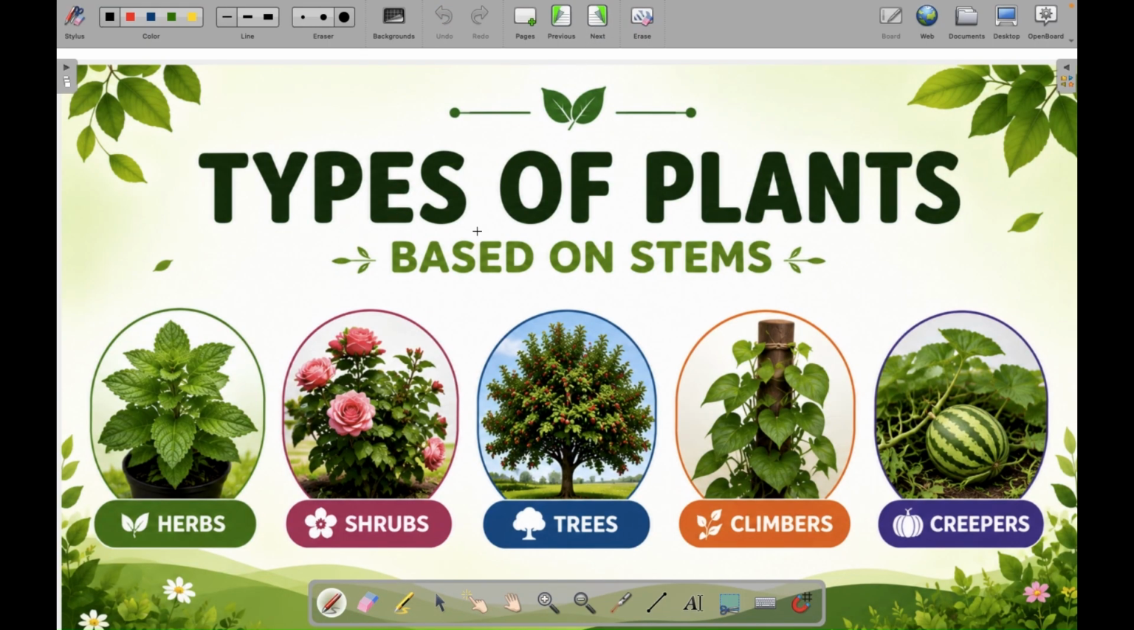Then we'll see what the different types of plants are, right? The types of plants may change based on the type of stem that they have. So basically we are trying to look into the different types of stems that we have. Mainly we have these classifications: herbs, shrubs, trees, climbers, and creepers. We'll see in detail what each of these means and what characteristics they have.